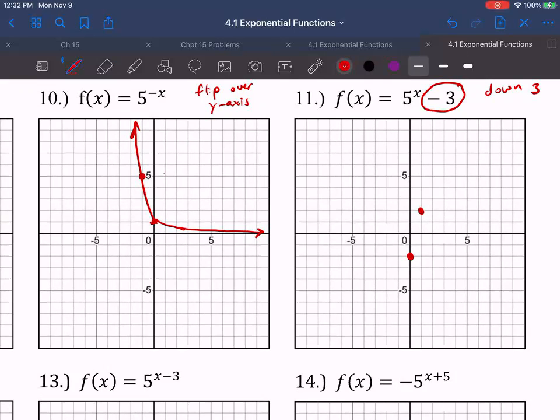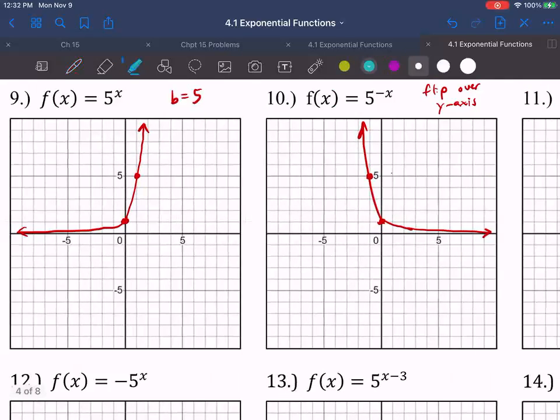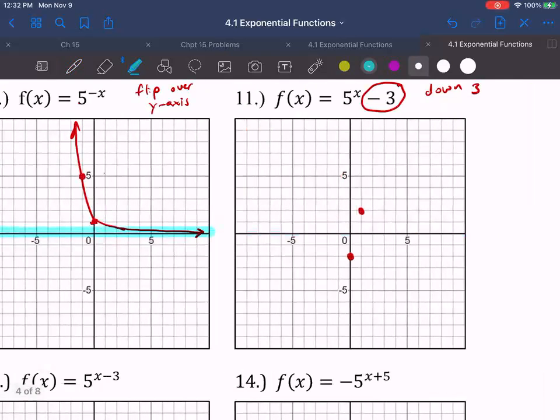But I also need to, after I move those points down, move my horizontal asymptote down. So if we look over here, our horizontal asymptote was the x-axis. Same thing here, the x-axis. But now we're going to drop it down by 3. So it's actually going to be the y equals negative 3 axis. That's where our asymptote is, y equals negative 3. It's going to drop down over top of that right there.